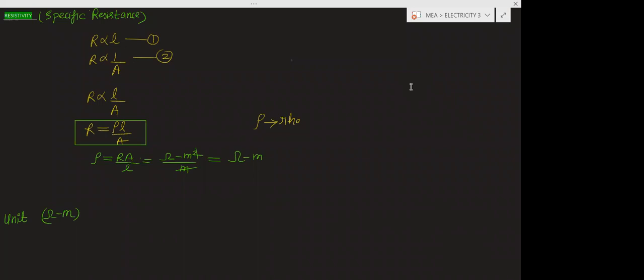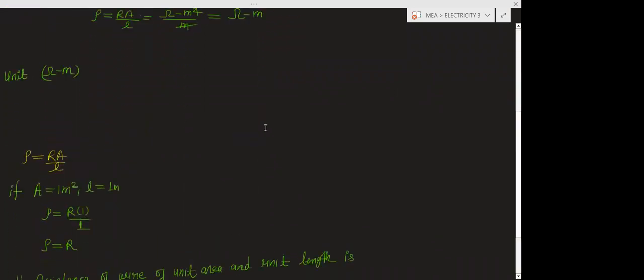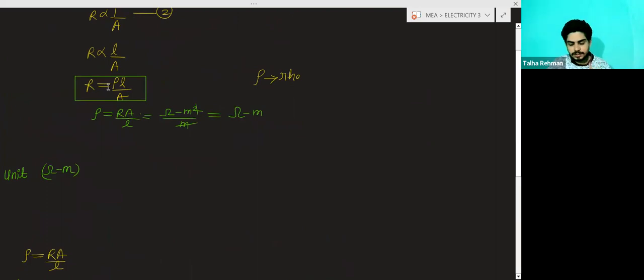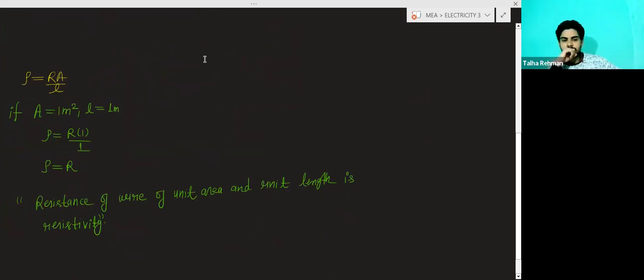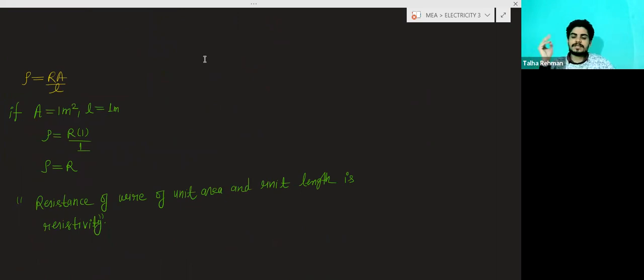Good answer. Okay. So remember this formula: resistance is equal to resistivity multiplied by length divided by area. R is equal to rho L by A. This is the symbol of resistivity, rho, also known as specific resistance. If in the exam someone asks what is resistivity, then you can define it: resistivity is the resistance of a wire having unit length and unit area.